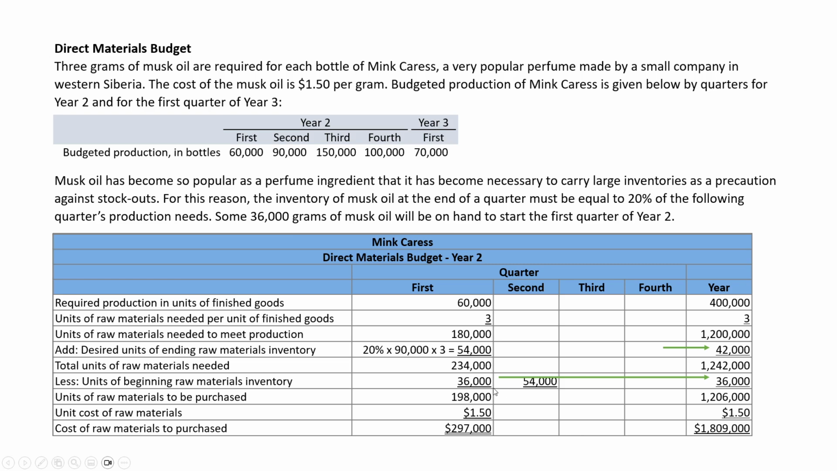Also note that the beginning inventory for the year is not the addition of all 4 quarters. It is going to be the 36,000 we had for the first quarter, because the first quarter is the first quarter for the year. So if we're predicted to have 36,000 in the first quarter as a beginning inventory, that would also be the beginning inventory of our year. So hopefully that gives you some hints to prepare your direct materials budget.